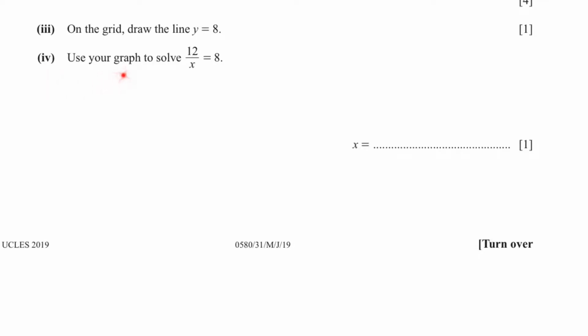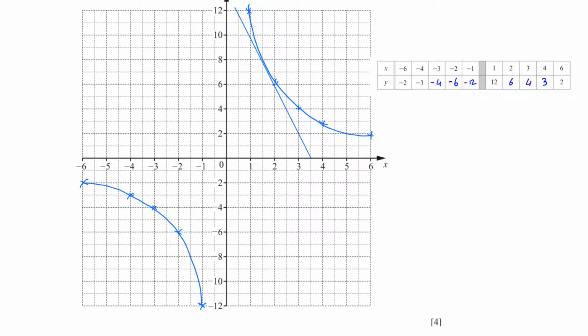In the next question, we have to use our graph to solve 12 over x is equal to 8. 8 is a number, so we'll draw a line at 8 touching the curve. So we will draw a line like this when y is equal to 8. And the answer is 1.5. But you can get an answer between 1.3 to 1.7 and that will be right.